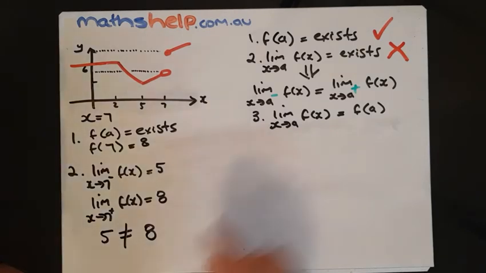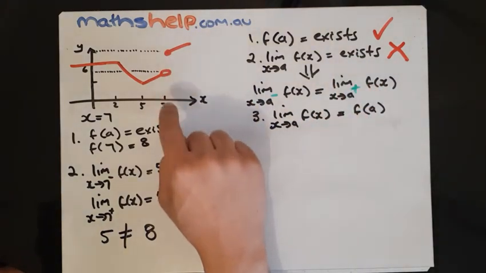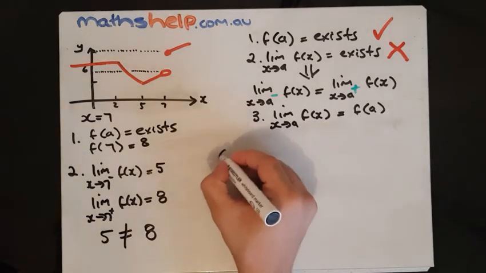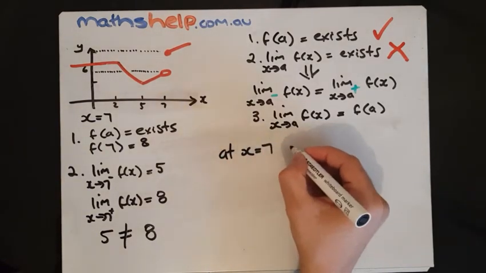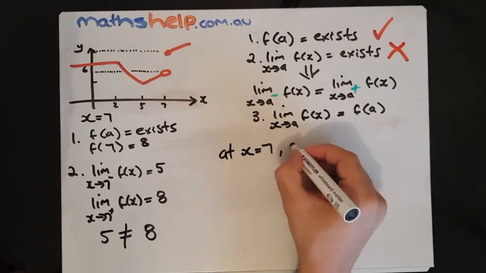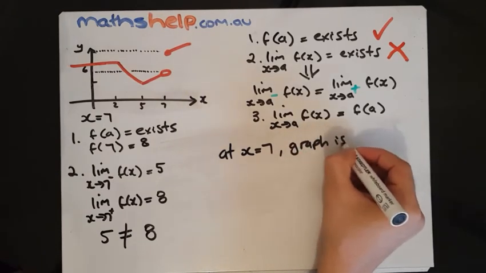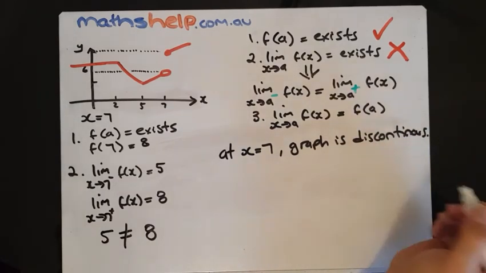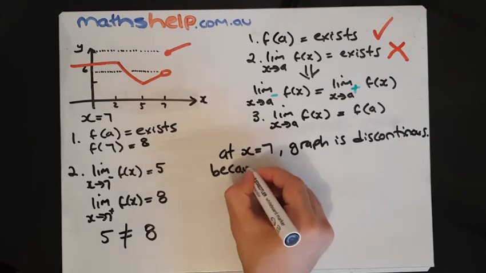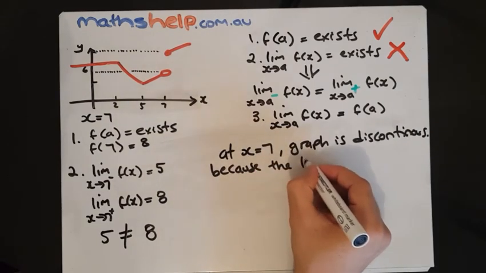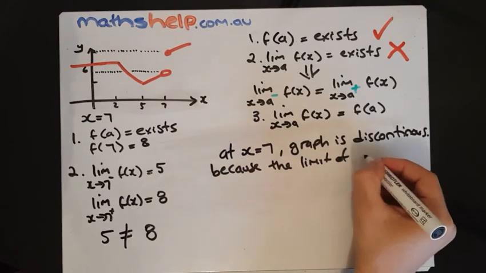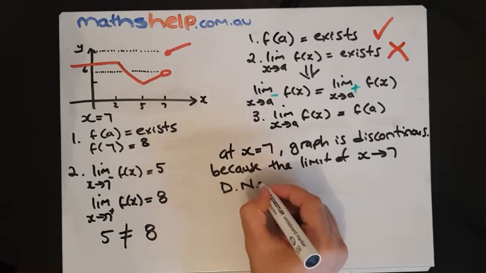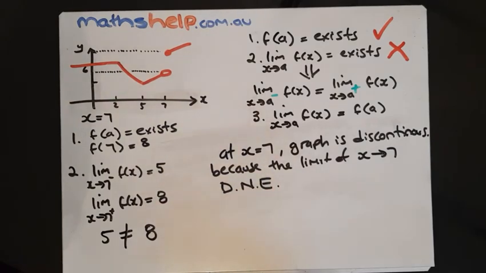As soon as it fails that one, we say that the graph is discontinuous at x equals 7, because the limit as x approaches 7 does not exist. That would be our reason.